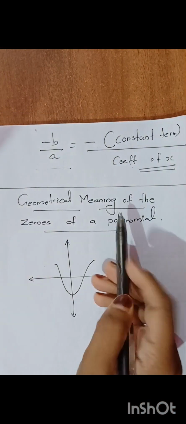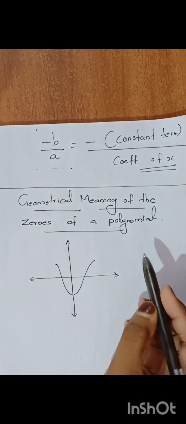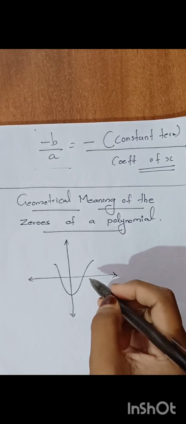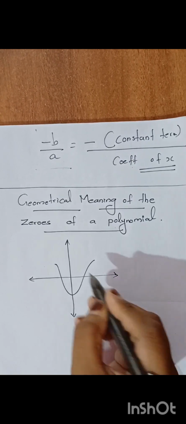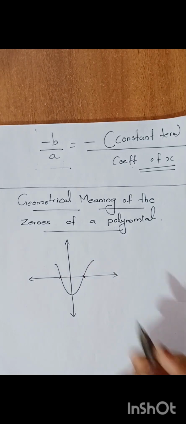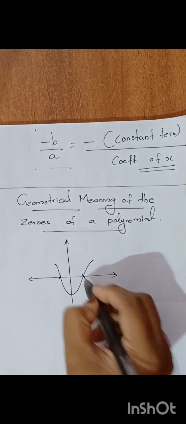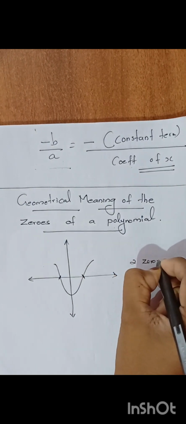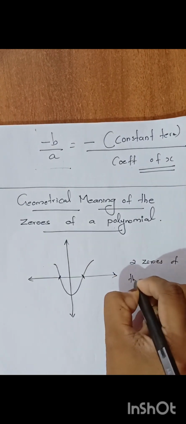This topic is the geometrical meaning of the zeros of the polynomial. Here I have drawn one graph example for this one. Here this graph is intersecting the x-axis at 2 points only, right? One at this point and the other at this point. That is, it has 2 zeros of the polynomial.